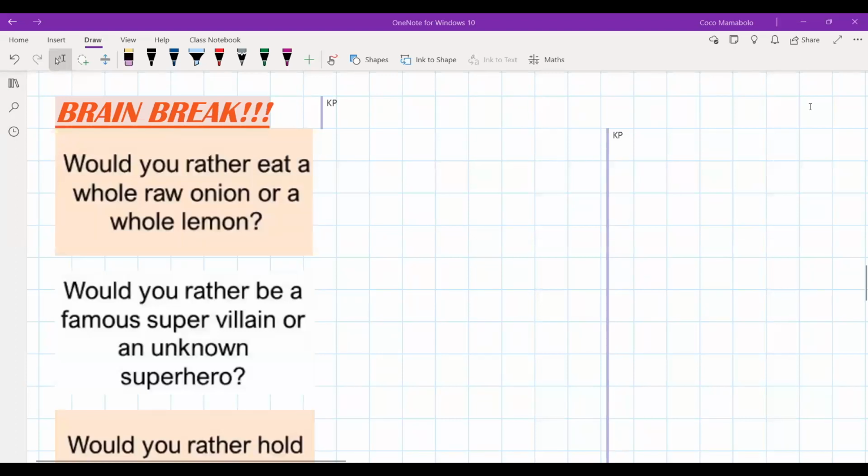All right, let's answer the second one, guys. Would you rather be a famous supervillain or an unknown superhero? Ooh, I like this one. Bridget, what do you think? What would you be? Famous supervillain or unknown superhero?